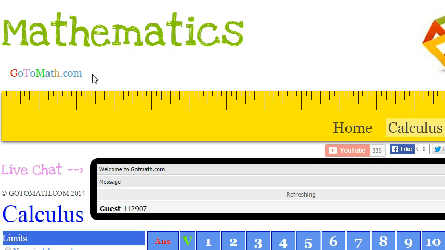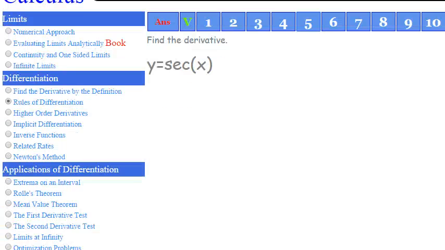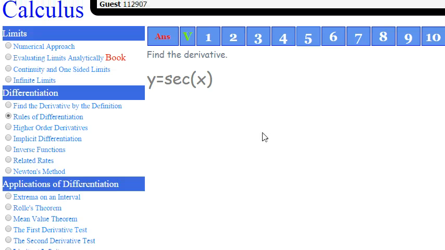Alright, we are here at gotomath.com and we are working some calculus problems. We're in the section Rules of Differentiation, and that's the button there you need to click on in order to get this problem to come up.